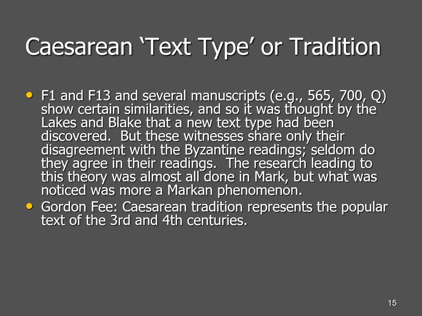The Caesarean text type is really a tradition. It is the most mixed text type that we have, and not a real text type in any pure sense of the word. It's represented by some family of manuscripts, the family designated 1 and the family designated 13, and some other manuscripts as noted here, 565, 700, and Q. They do show some similarities, and so it was thought by the Lakes and Blakes, some scholars from years ago, that a new text type had been discovered because they saw a few similarities.